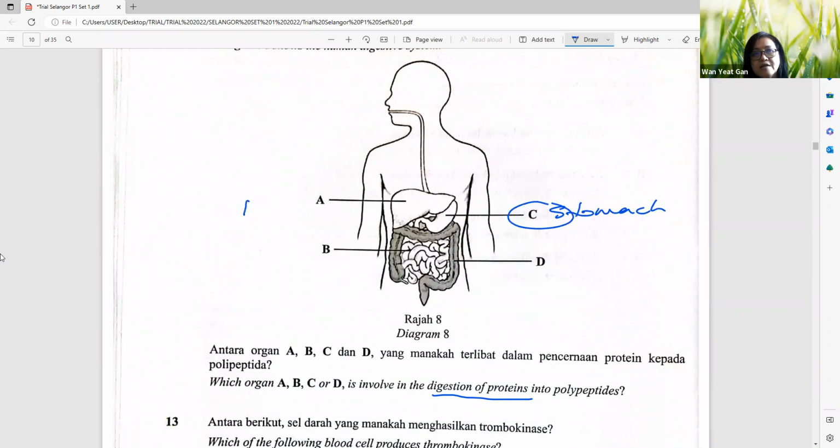A is liver. In the liver, there is no digestion. B is the ileum. And D is the large intestine. There's no digestion of protein.